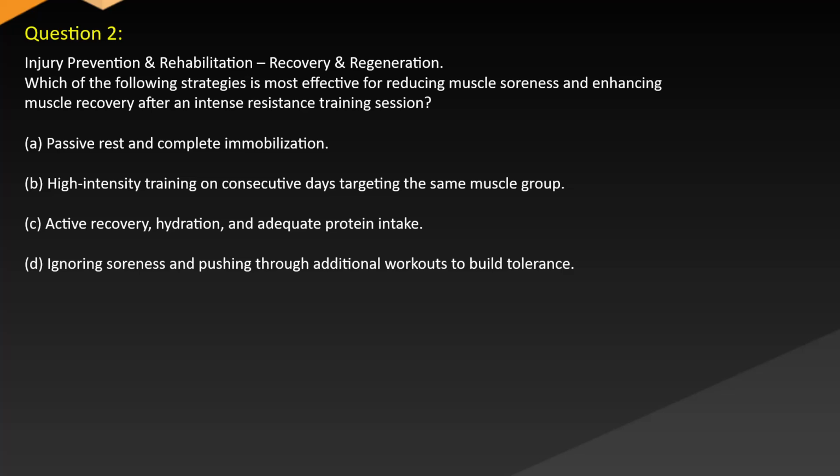Question 2. Injury prevention and rehabilitation. Recovery and regeneration. Which of the following strategies is most effective for reducing muscle soreness and enhancing muscle recovery after an intense resistance training session? A. Passive rest and complete immobilization. B. High-intensity training on consecutive days targeting the same muscle group. C. Active recovery, hydration, and adequate protein intake. D. Ignoring soreness and pushing through additional workouts to build tolerance.